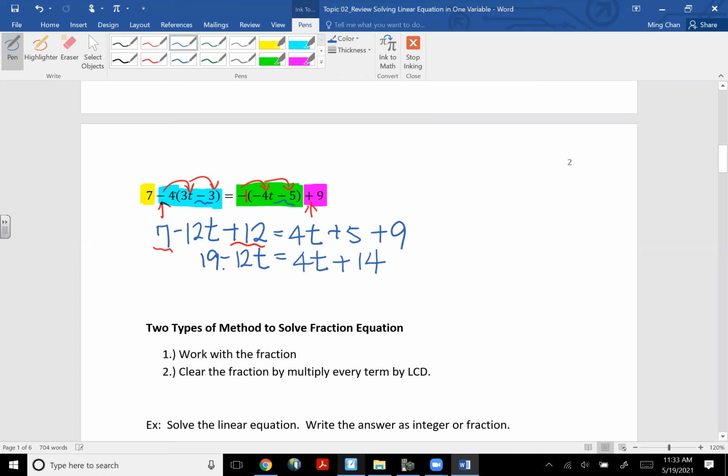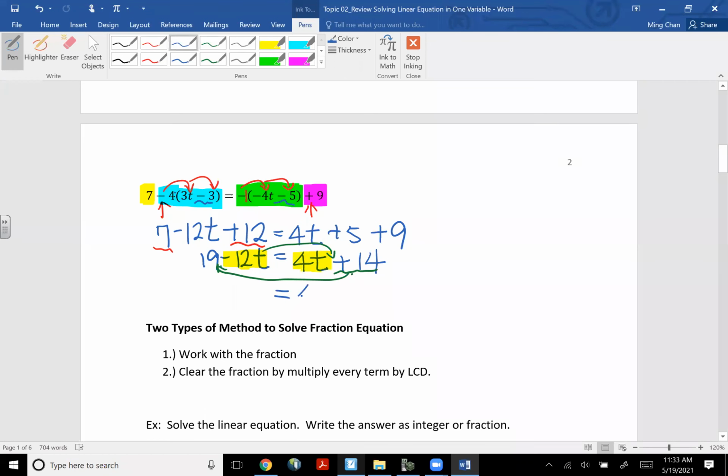So now I got four terms, right? My variable term, I got one on the left side, -12t. I got one on the right side. So where should my t go? Right side or left side will make it better. The right side will make it better because 4t is bigger than -12. So I can move my -12t over to the right, pop the +14 to the left side.